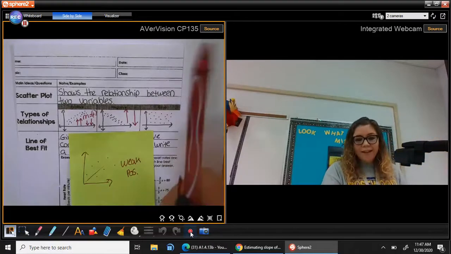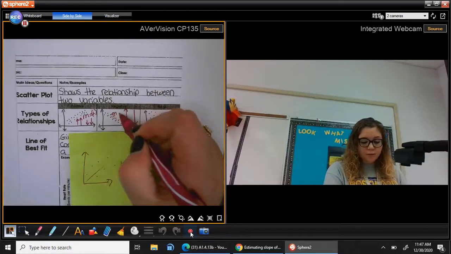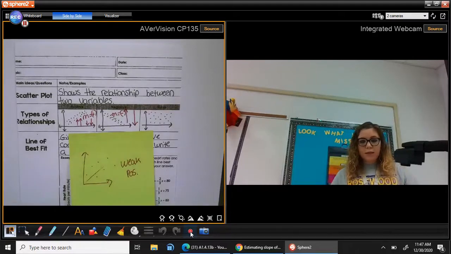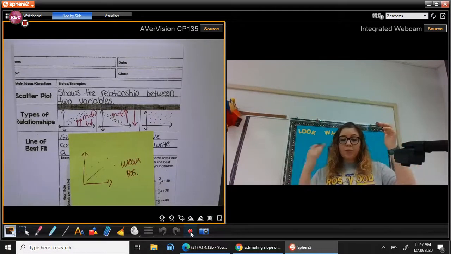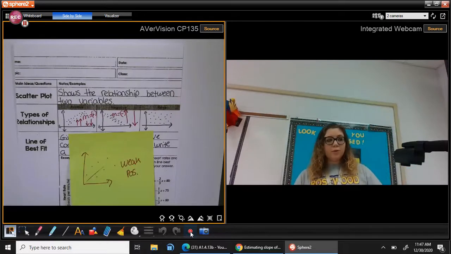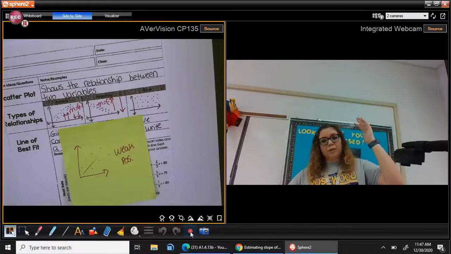And I'm going to have a negative slope with this. So that's as one increases, the other one's going to decrease. Like the colder it is, the less AC you're going to use.